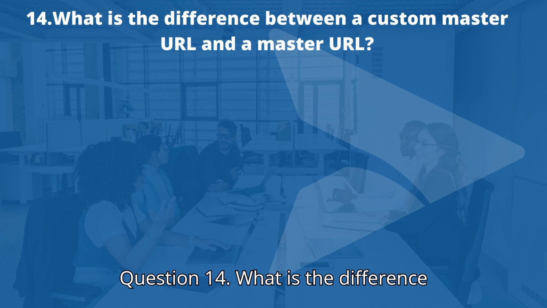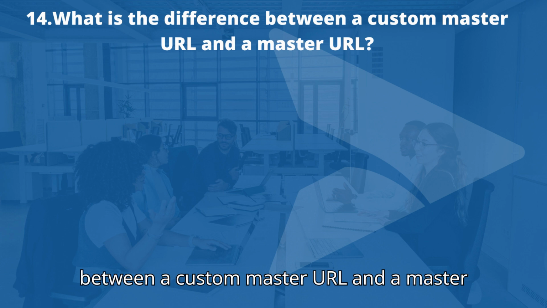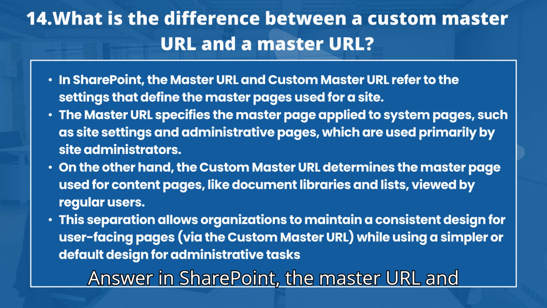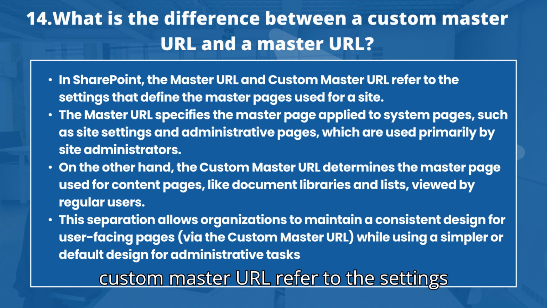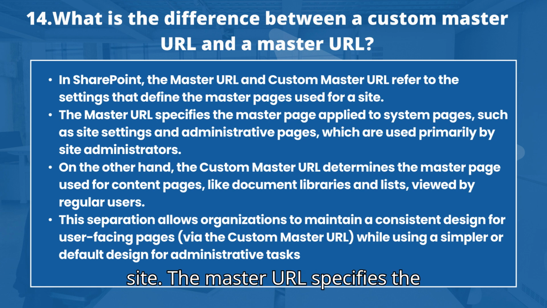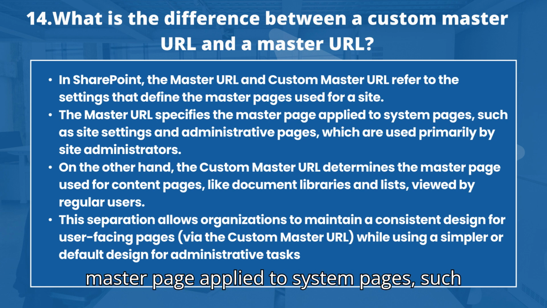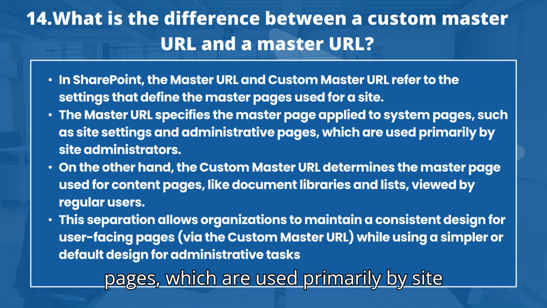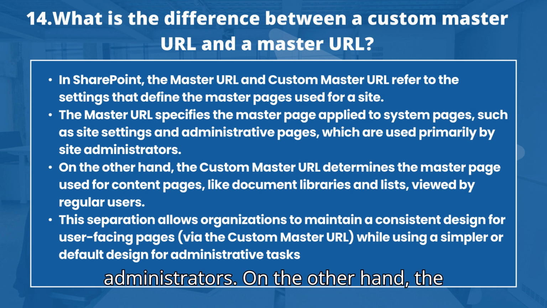Question 14. What is the difference between a custom master URL and a master URL? Answer. In SharePoint, the master URL and custom master URL refer to the settings that define the master pages used for a site. The master URL specifies the master page applied to system pages, such as site settings and administrative pages, which are used primarily by site administrators.